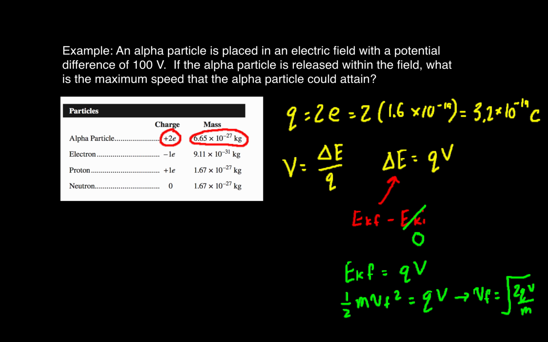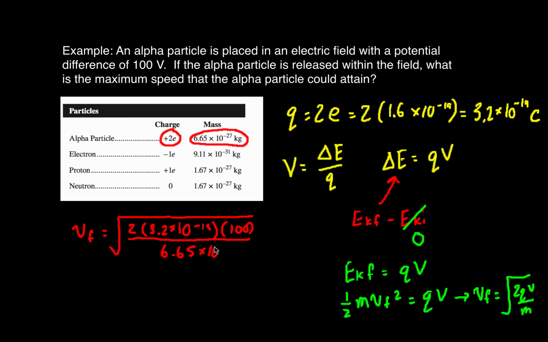We're going to use this derivation quite a lot. It comes up quite often when you're dealing with particles moving in electric fields in Physics 30. So I'll move over here because I've run out of space. The final velocity equals the square root of 2 times the charge of the alpha particle, which is 3.2 times 10 to the negative 19 coulombs, times the voltage it moves in, which is 100 volts, divided by the mass of the alpha particle, which is 6.65 times 10 to the negative 27, which gives us a final velocity equal to 9.81 times 10 to the 4 meters per second.